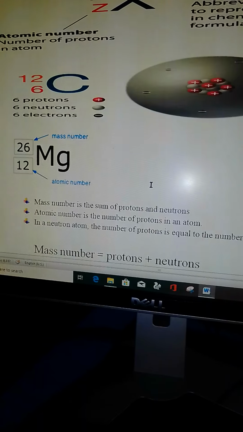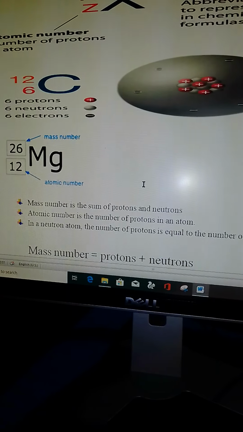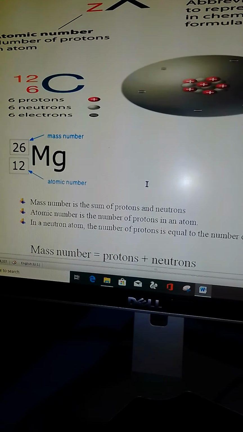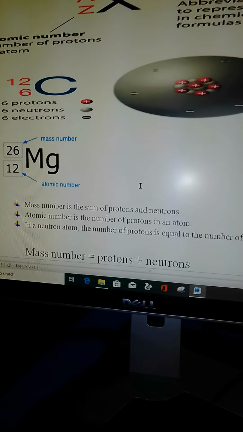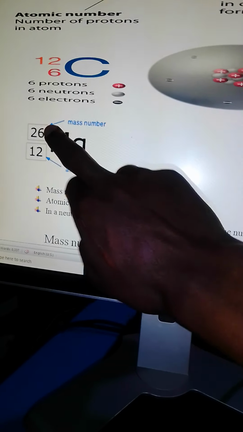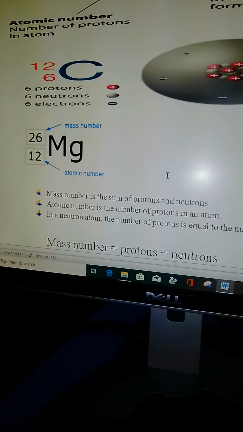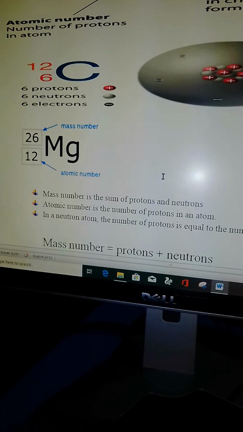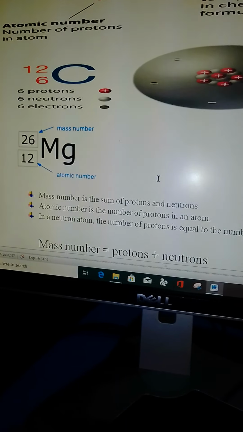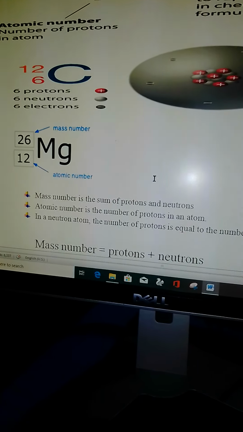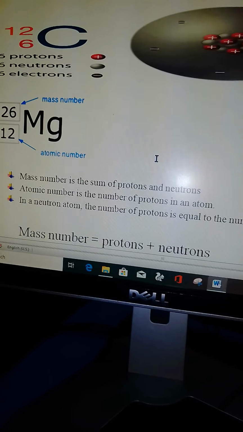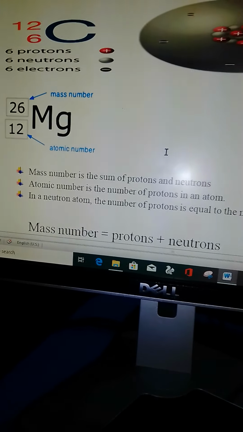Magnesium has 26 as the mass number, and then 12 protons, which is the atomic number. But to get the number of neutrons, for example here, you're going to take 26 minus 12, you get 12 neutrons. Therefore, mass number is equal to number of protons plus the number of neutrons. Mass number is the sum of protons and neutrons. Very, very important. Atomic number is the number of protons in an atom.